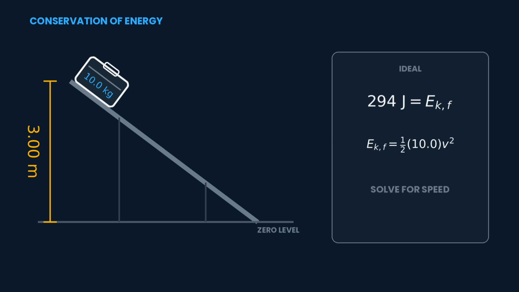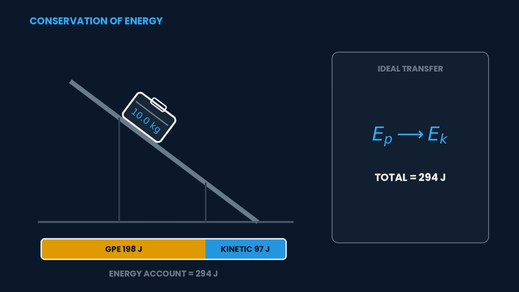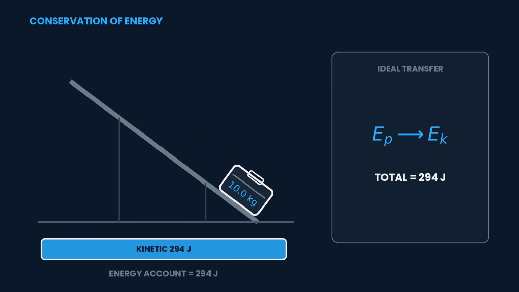Initial gravitational potential energy equals the final kinetic energy. 294 = 1/2 × 10.0 × v². The speed is 7.67 meters per second. During the descent, the gravitational potential energy bar shrinks as the kinetic energy bar grows, but their sum stays completely fixed. The calculation did not need the ramp angle, slope distance, acceleration, or time.